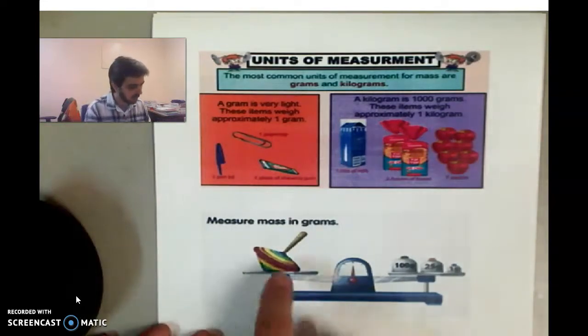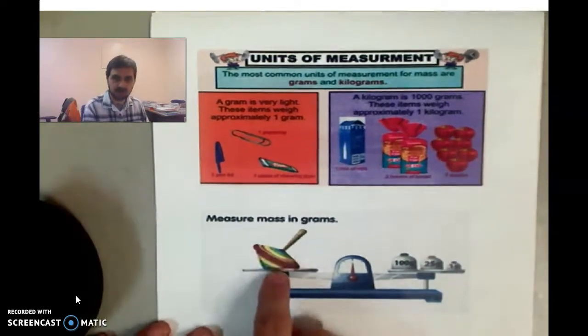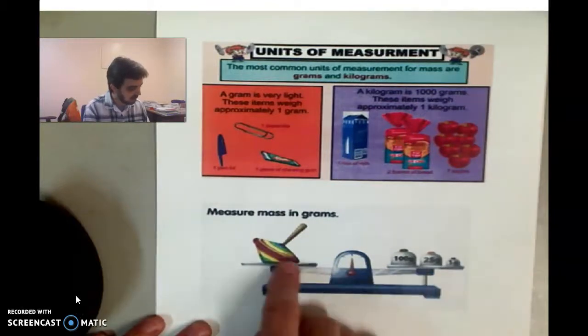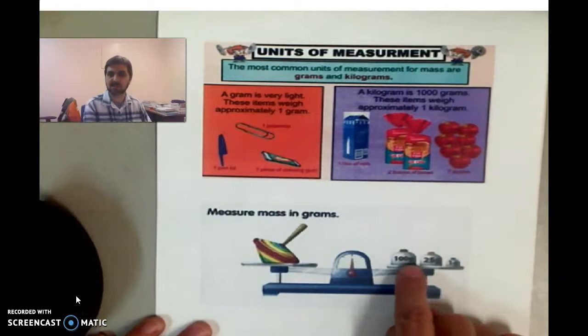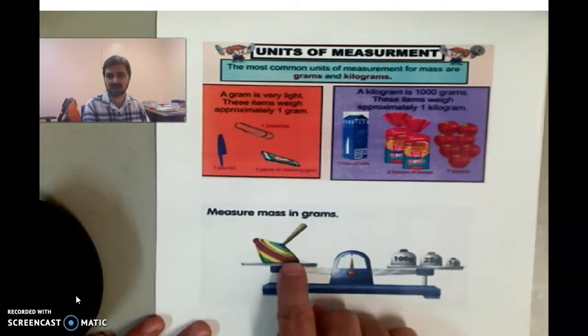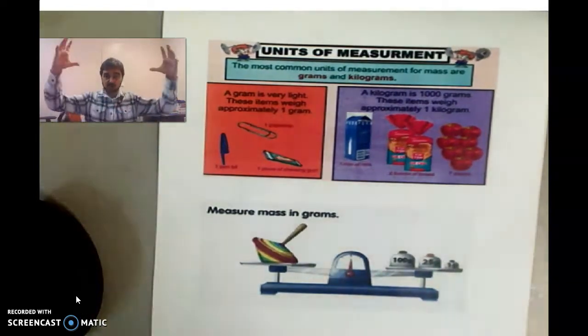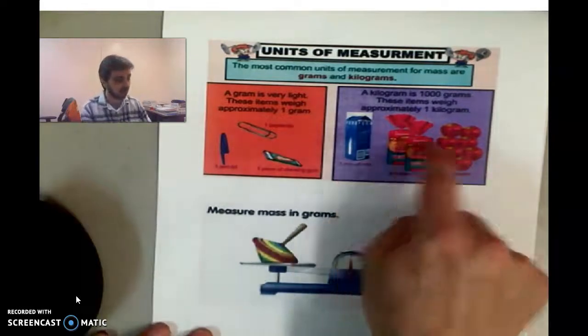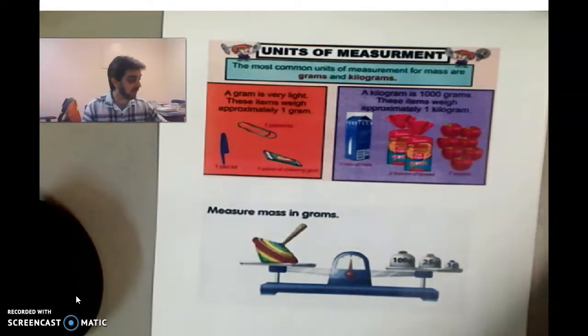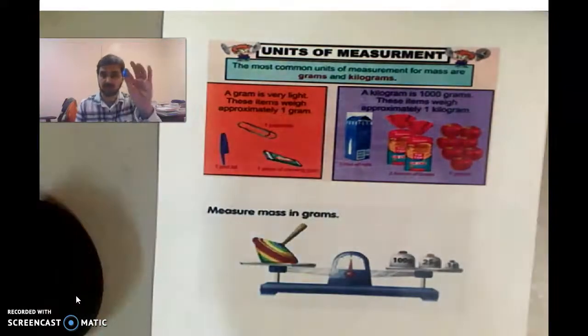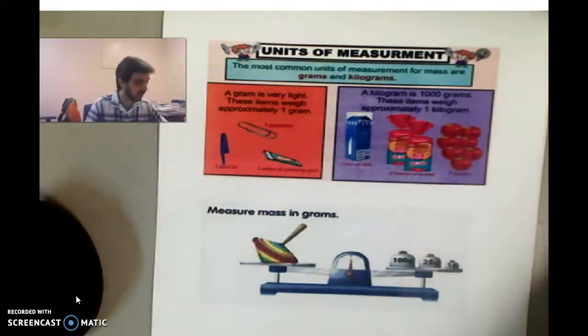And you can measure it like this. This is a little top. You can measure it like this. So you put, this is 126 grams, so it's not even a kilogram. So remember, a kilogram is much bigger. You are like 30-something kilograms, and this little dice is probably like 2 or 3 grams. So grams are very tiny.